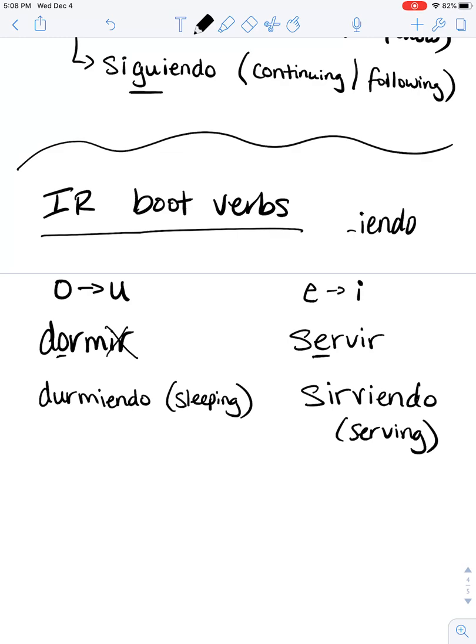Very, very easy once you get used to it. It's only for the boot verbs that end with IR. Again, I gave you some of the most common ones that we come across: dormir, servir, seguir. Just keep in mind, I always let you know if it's a boot verb. I try to help you out as much as I can. But again, we're just going to keep practicing with these.